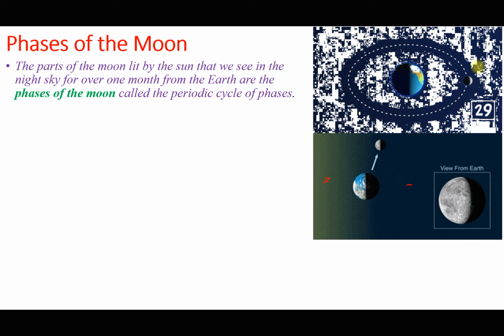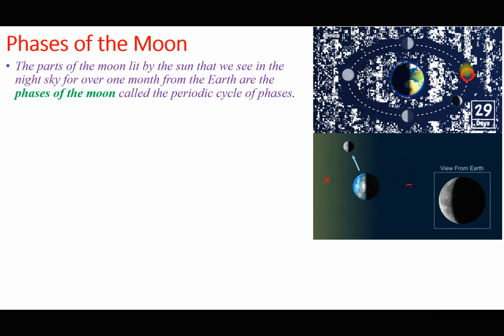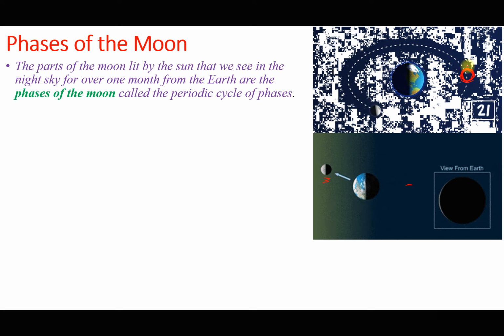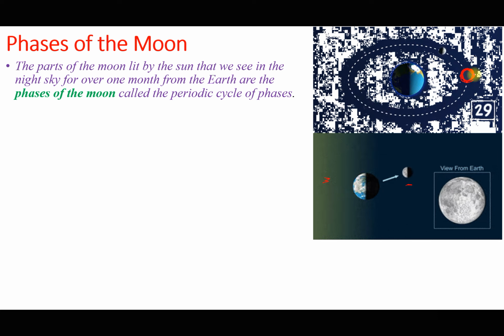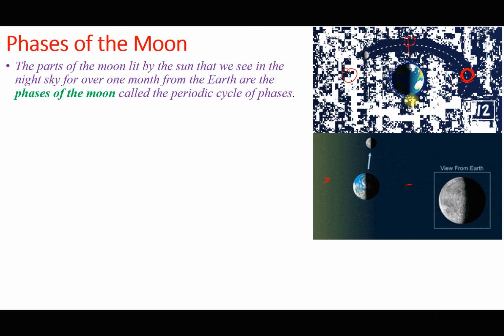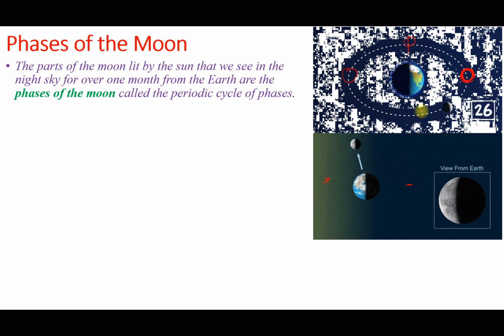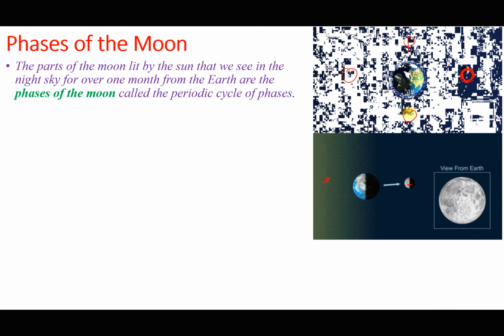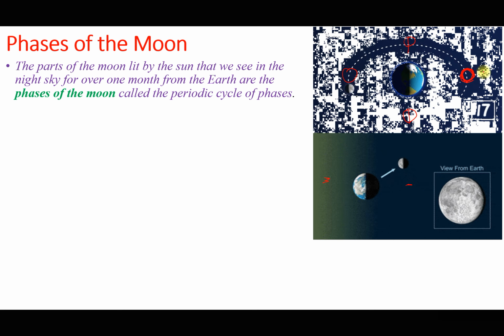I think this animation would have been the best, but it is not visible. So when the moon is in this position here, we see that the parts of the moon which are being lit go on changing as the moon moves around Earth. This animation was corrupted. I don't know why, but we can see the different parts of the moon which are seen as the moon moves around the Earth. And these different parts are what we call phases of the moon.